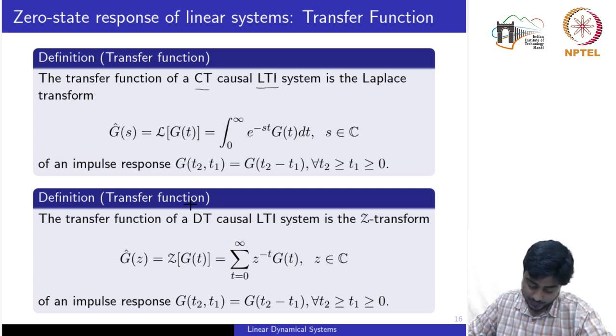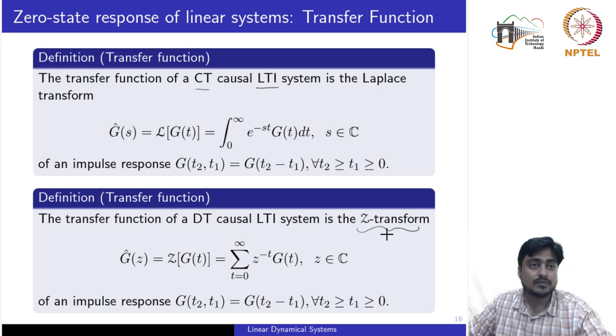Similarly, in the discrete time domain, we would be taking the z transform, and the transfer function is defined by g hat of z by this summation over n, where t1 and t2 are integers and z again is a complex number.